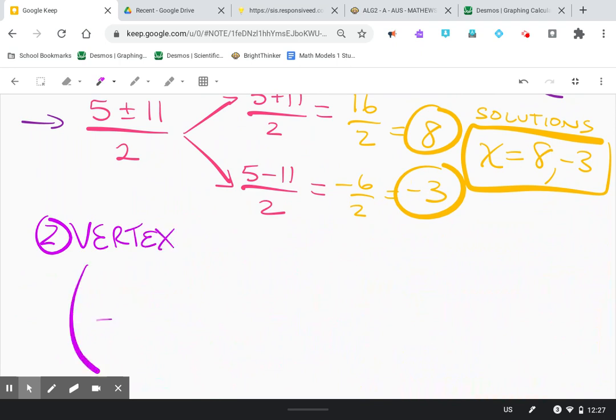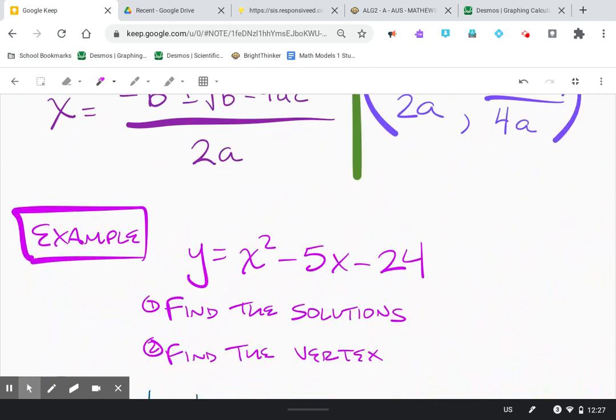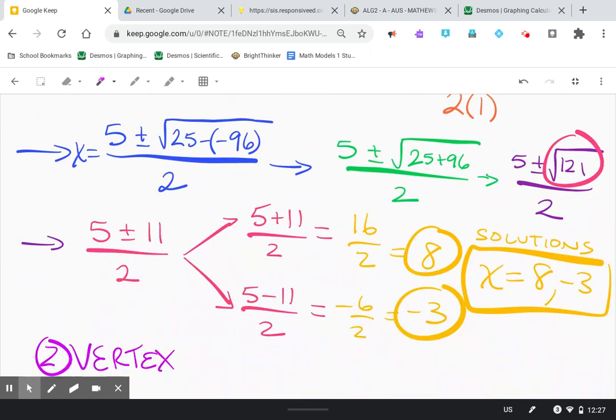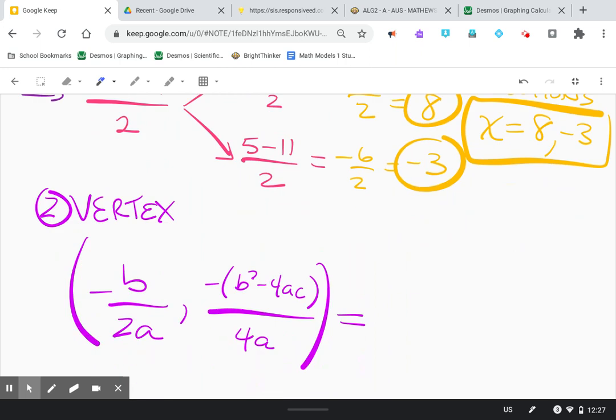The vertex formula says to do negative b over 2a for the x value, and then negative b squared minus 4ac over 4a for the second part. Now, we actually know a lot of this information because we just did some of this work in our previous problem. So we're going to use what we did to help us.